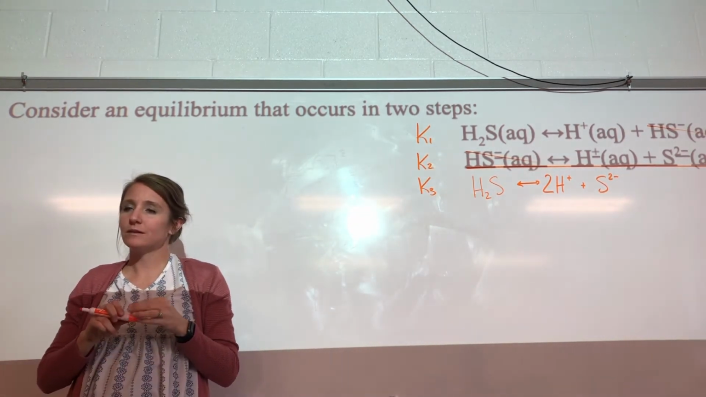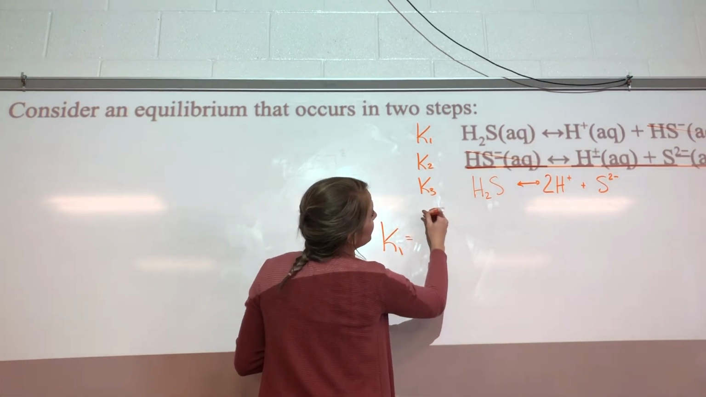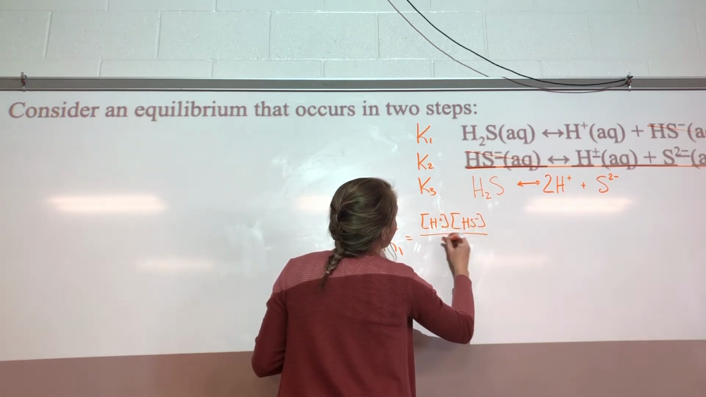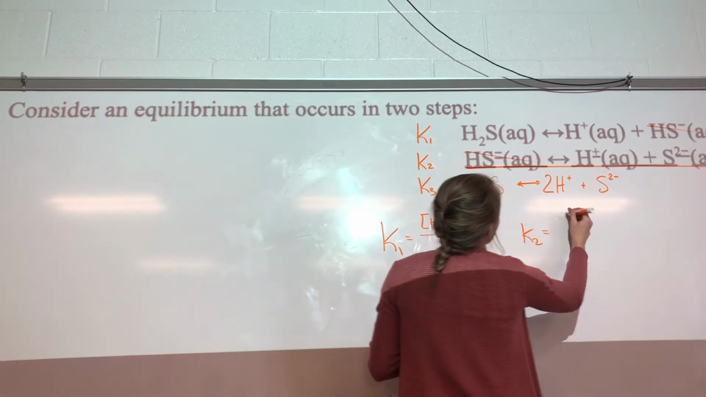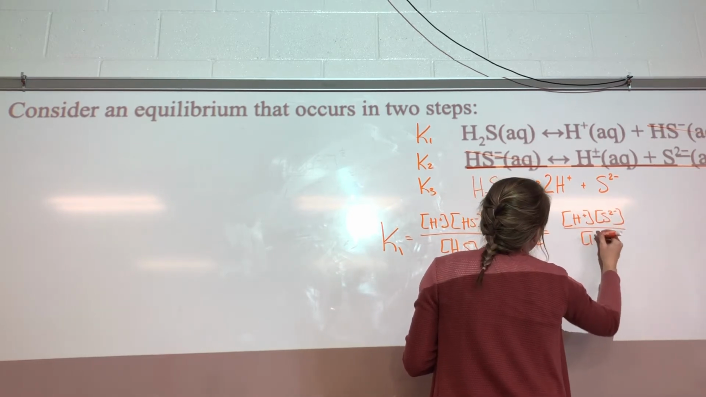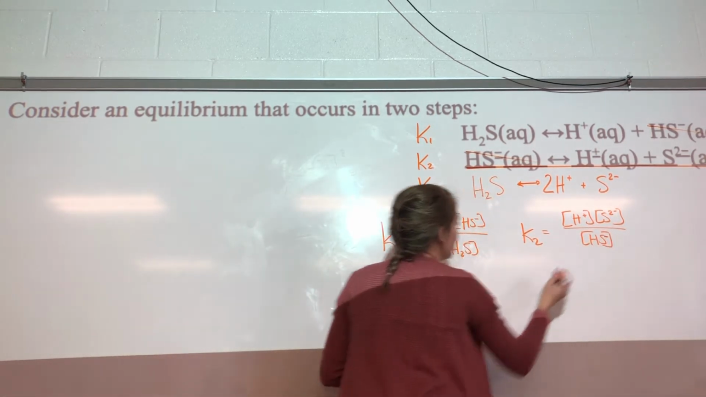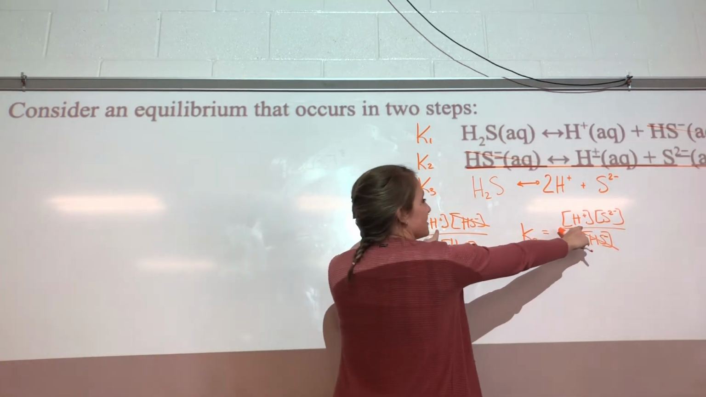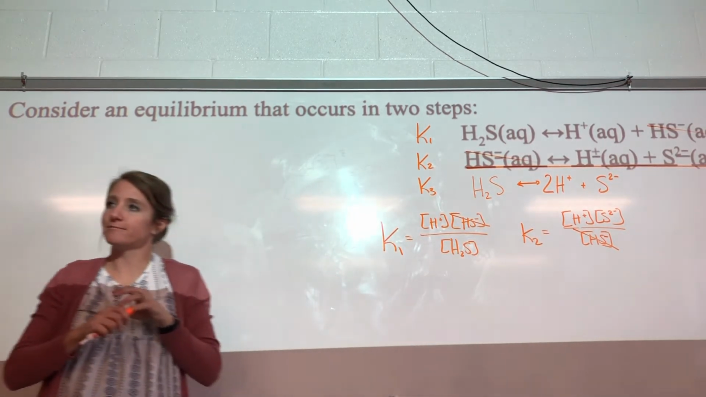Even with the intermediate. Yep, because if you actually set up what K1 would be, K1 would be H plus and then HS minus over H2S, and then K2 would be H plus and S over HS minus. And so if you times those together, the intermediates cancel even in the K's. And then the H's would combine to be squared.